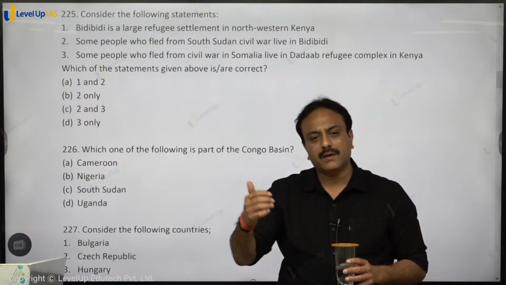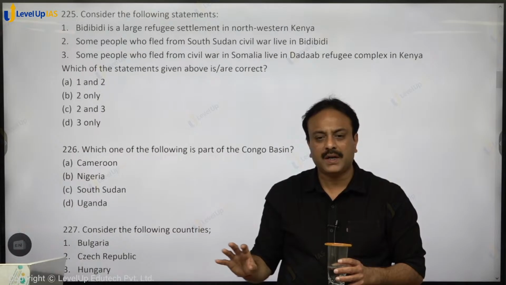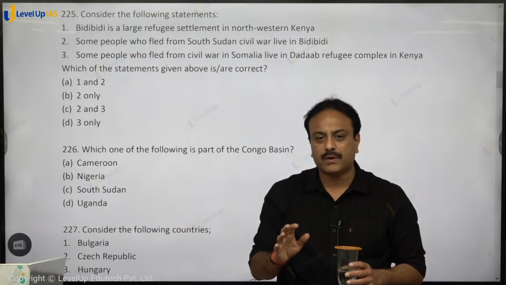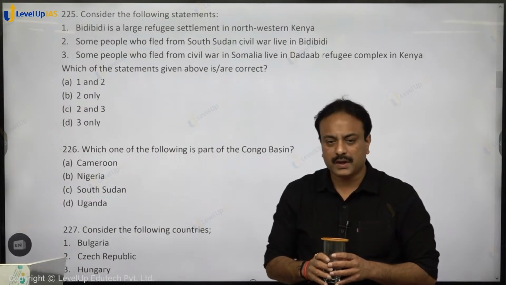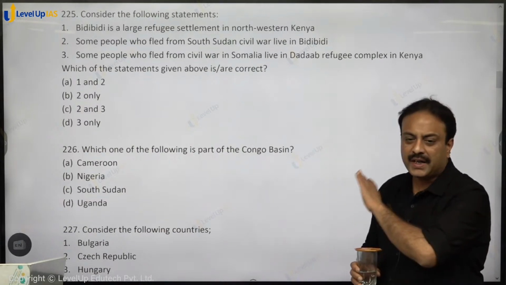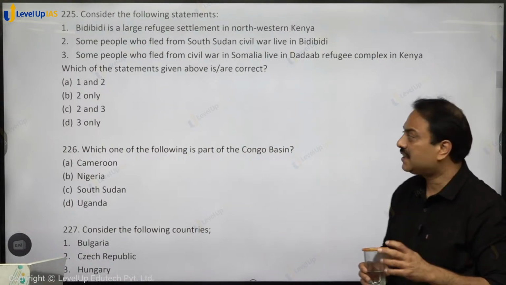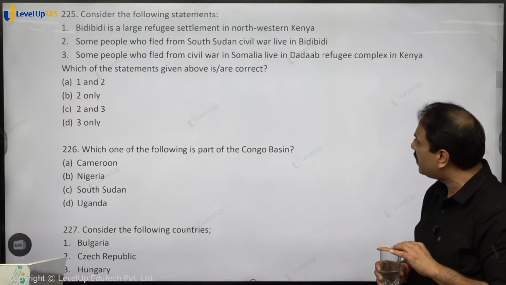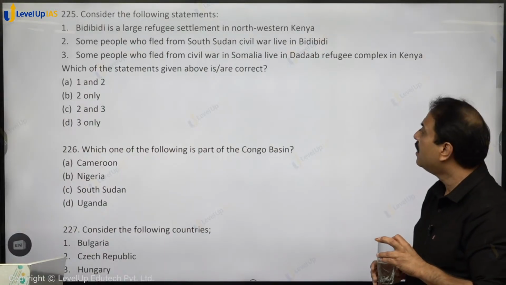In South Sudan, violence was going on, non-state military armed conflict was going on, and people started moving out from that particular region. For them, a refugee settlement was made in Uganda that was named BidiBidi. Second statement is saying that some people who fled from South Sudan civil war live in BidiBidi. This is correct, but the location is Uganda.